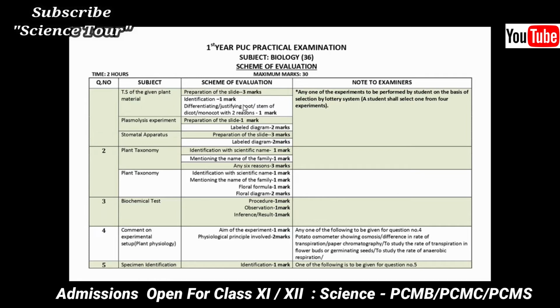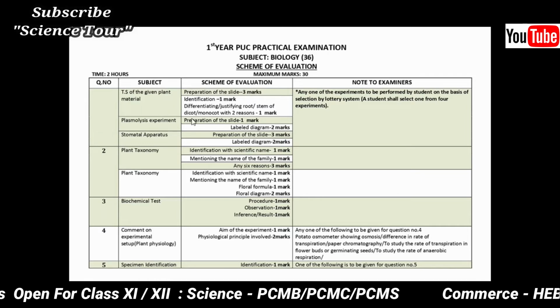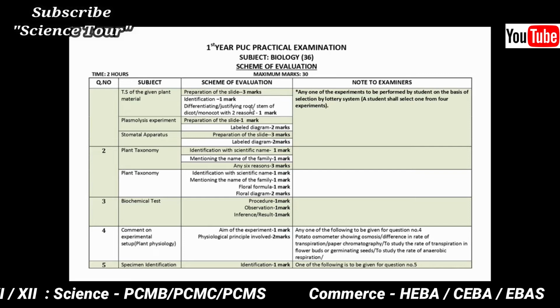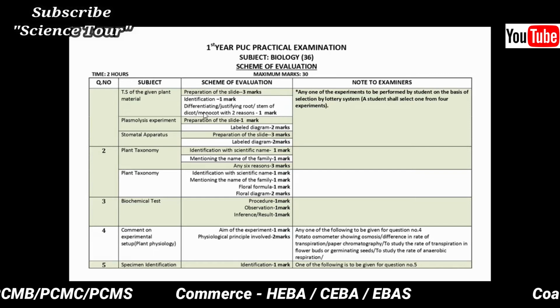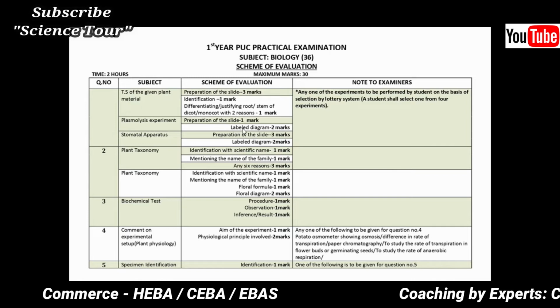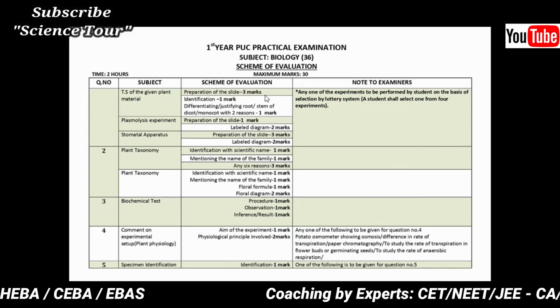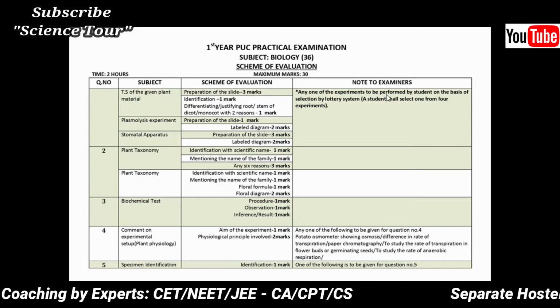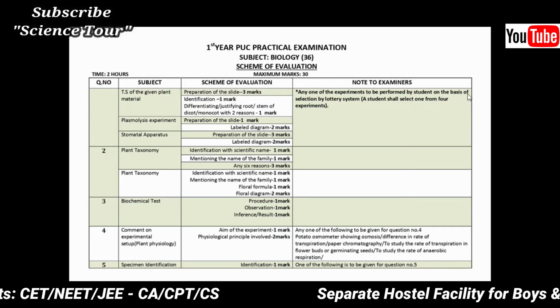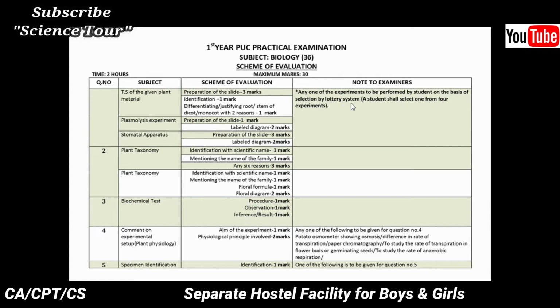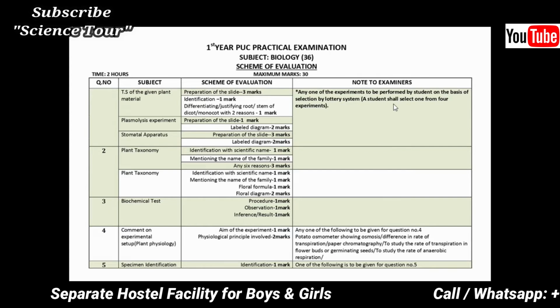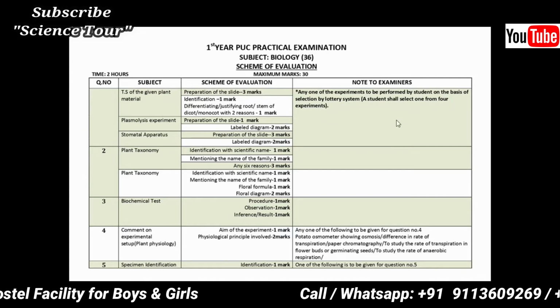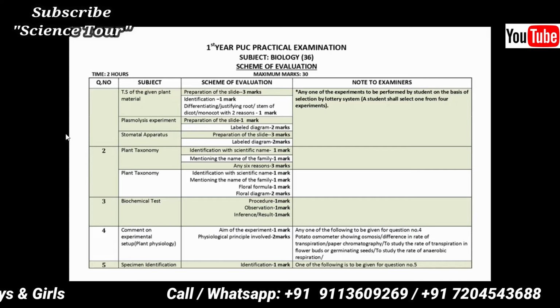So as I said, TS of the given plant material. Preparation of the slide 3 marks. Identification 1 mark. Then differentiating or justifying whether it is root or stem, or whether it is dicot or monocot with 2 reasons, you have 1 mark. Okay. So any one of the experiments to be performed by the student on the basis of selection by lottery system. So a student shall select one from 3 or 4 experiments.